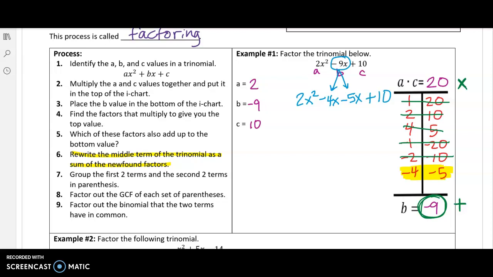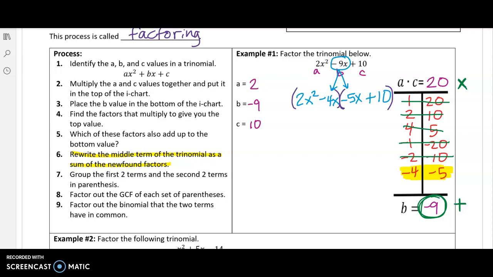Now we're on step 7, group the first two terms and the second two terms in parentheses. Okay, so we've got 2x squared minus 4x and negative 5x plus 10. Now this is the part that might be tricky for some of us, is to find the greatest common factor. What is our GCF for each of these?